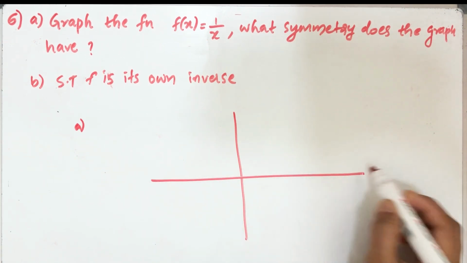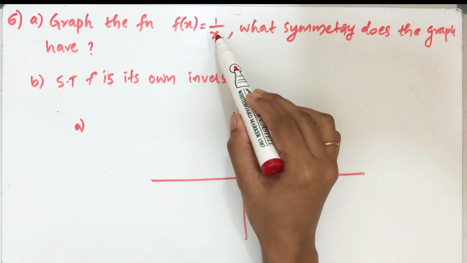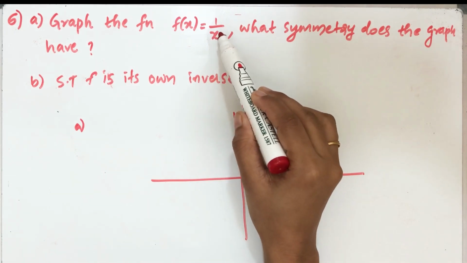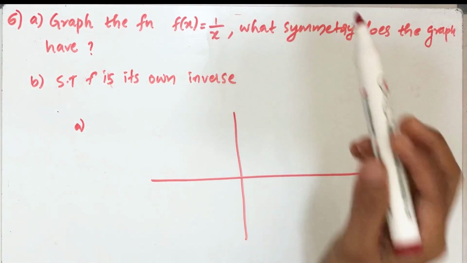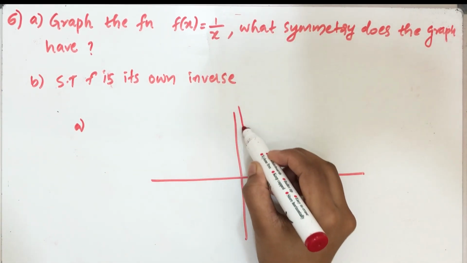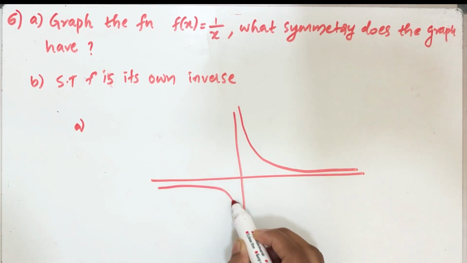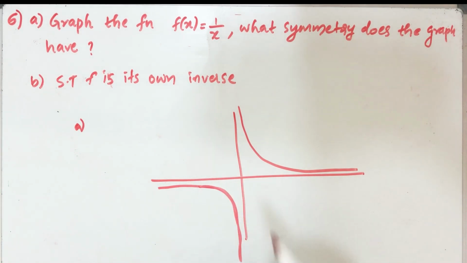X-axis, y-axis. Here, when x approaches 0, y approaches infinity. And when x approaches infinity, y approaches 0. You know the graph of y equal to 1 by x, like this. And in this axis also, this is the same.